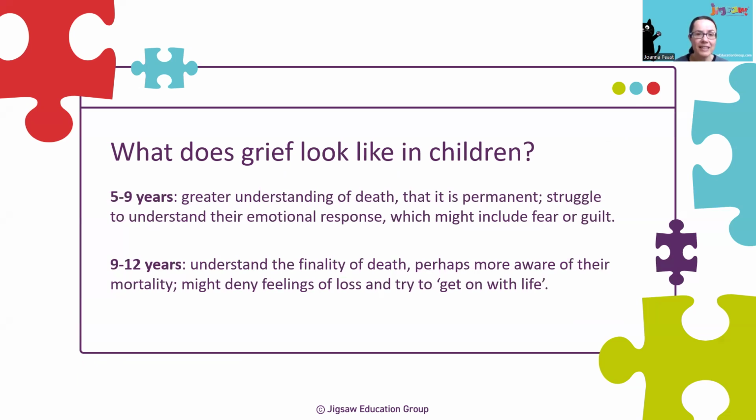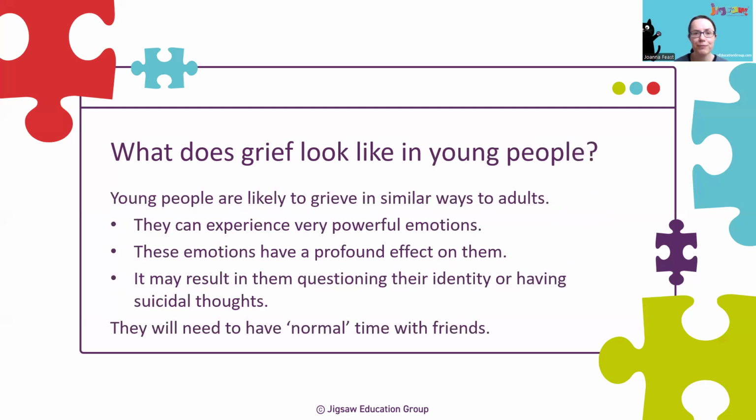For children between the ages of 9 and about 12, all of this is very general. They will definitely understand the finality of death, all things being equal, and perhaps might be more aware of their own mortality, so the sense that something may happen to them. But they may also deny their feelings of loss and try to get on with things because it's too difficult to experience that, and they may not feel supported in those feelings, and several other things too.